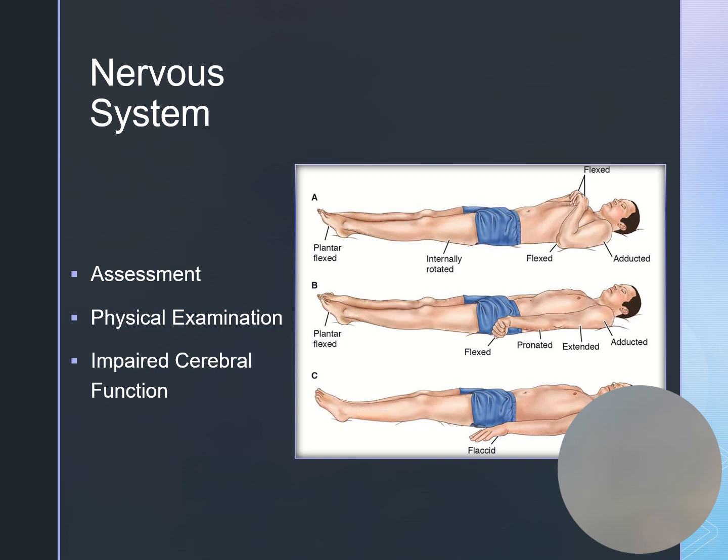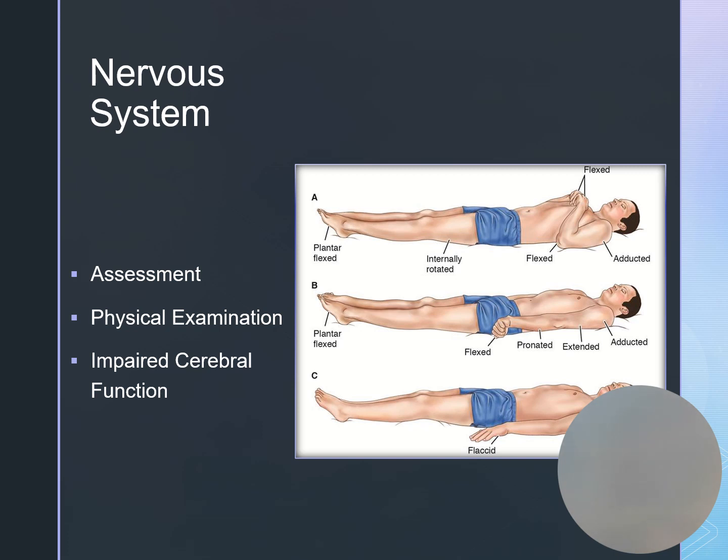We want to look at impaired cerebral function, and this is where these pictures really come into play. We have the decorticate posturing, where the arms are flexed, the fists are clenched, and the legs are extended. The decerebrate posturing, the client has stiff and rigid extremities. It's going to be more severe than the decorticate. And flaccidity, where there is absolutely no motor response at all.